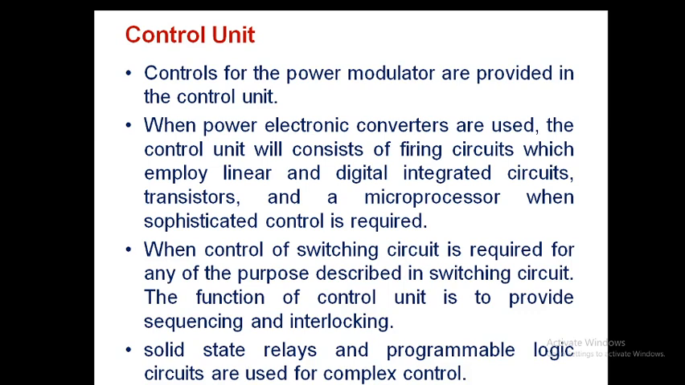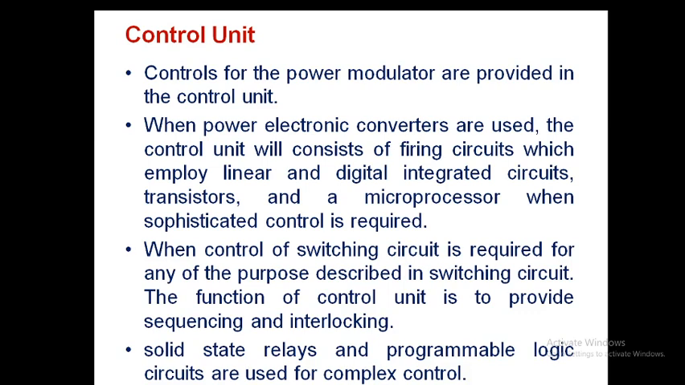because we need to sense the speed and take that speed as feedback, and that needs to be compared with our reference speed. The difference between the reference speed and actual speed needs to be processed through a PI controller or PID controller, and that needs to be given to the firing circuit, so that corresponding to that generated error, the firing pulses will be adjusted to get the required speed. So that's the function of the control unit.